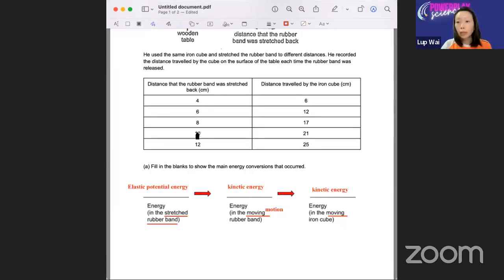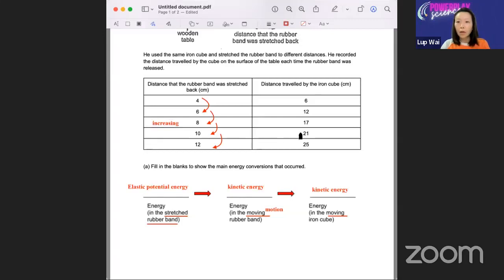Now they have numbers here. Right, what do you see from the numbers? From one row to another. Do you see them increase or decrease? So this is a little bit of math. So from here, you can see that it's increasing, right? 4, 6, 8, 10, 12. It's getting more and more, number getting bigger and bigger, is increasing.